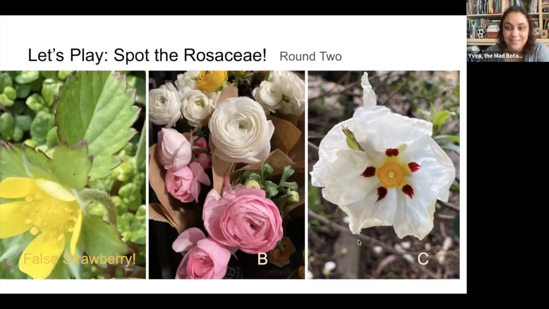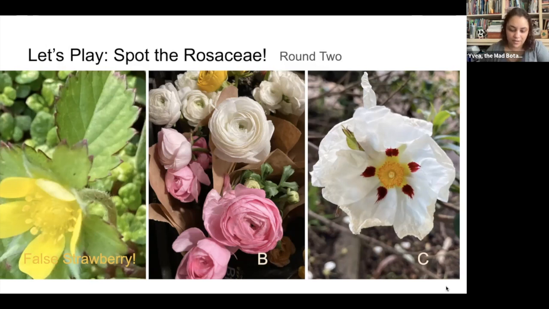Oh, go ahead, Sarah. Oh, sorry, can I just ask? So with the ranunculus, the buttercup, I know they grow wild in my garden, and they've got 5 petals and lots of stamens. So why are they not Rosaceae? How would I know the difference? Sorry if that's a really stupid question.